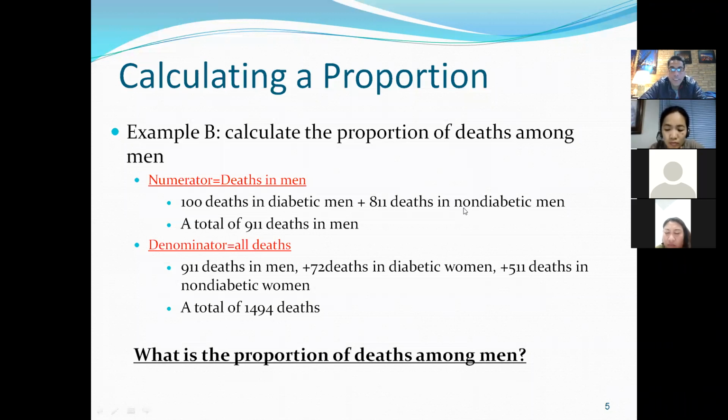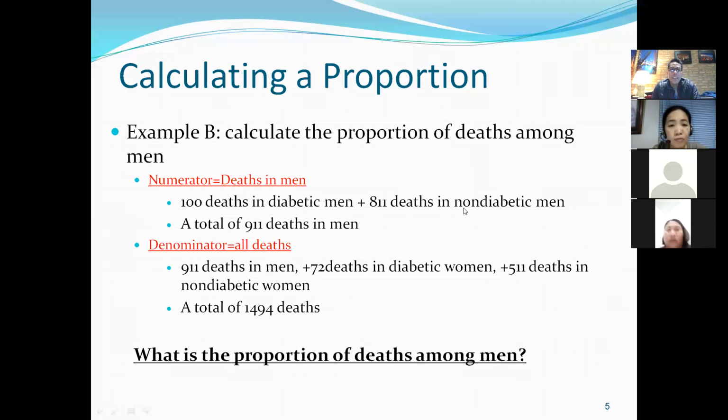For the denominator, which is the total or all of the deaths, the reported deaths in men is 911, and then there were 72 deaths in diabetic women and 511 deaths in non-diabetic women. When you add all of those deaths, you have a total of 1,494 deaths. So what is the proportion of deaths among men?